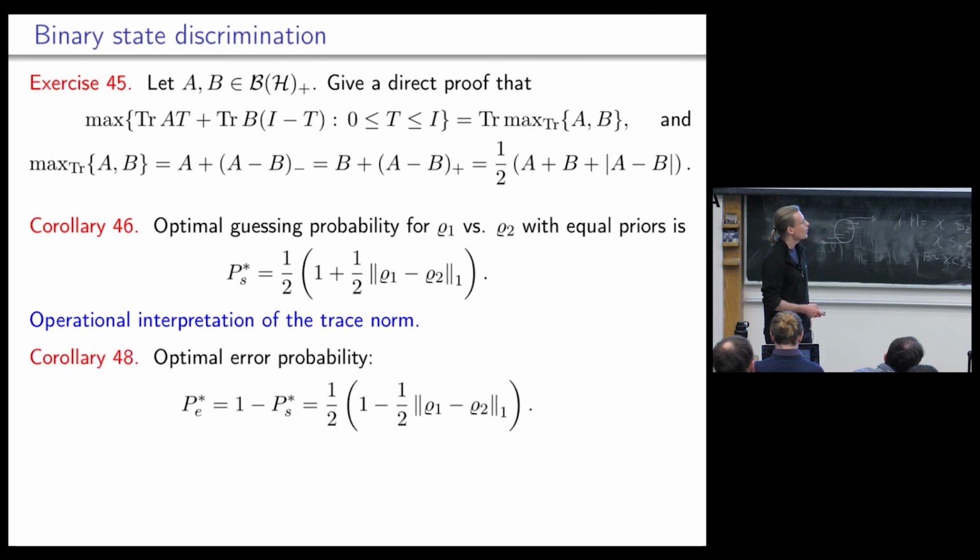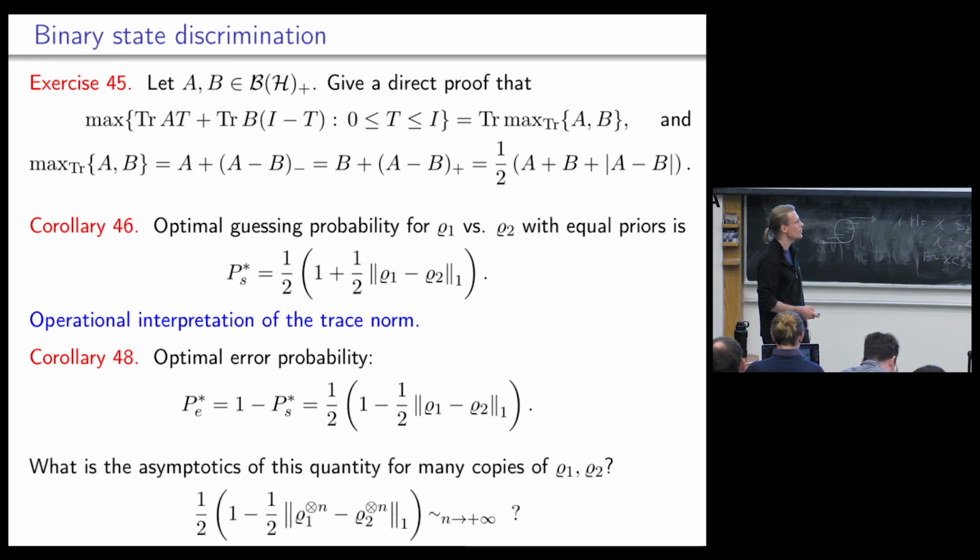Okay. And from this, you can immediately derive the optimal error probability, which is just 1 minus the optimal success probability. So you can, again, express it in terms of the trace norm distance. And what we are going to be concerned with in the second half is what is the asymptotics of this quantity if you are taking many copies. So basically, Alice and Bob have the same communication problem, but now Alice can send the same message several times, and we want to know how quickly the error probability is decreasing with the number of repetitions.